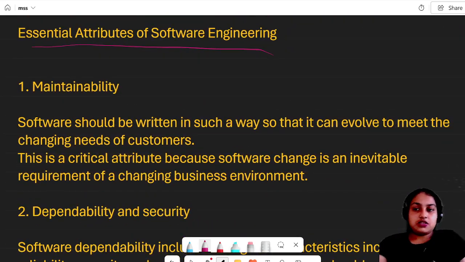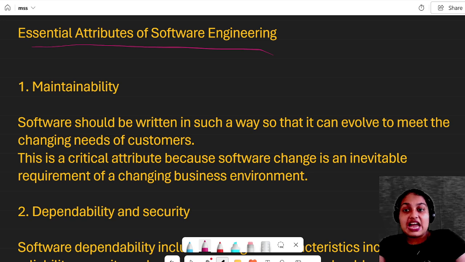Maintainability, first thing. Whenever we are writing software, it should be written in such a way that it can evolve to meet the changing needs of customers, because the needs of the customers always change, and we should constantly update our software. Therefore, maintainability is a very critical attribute, because software change is inevitable.